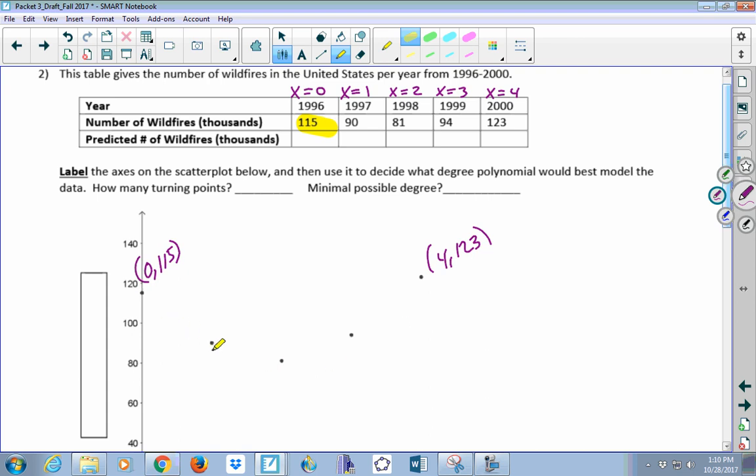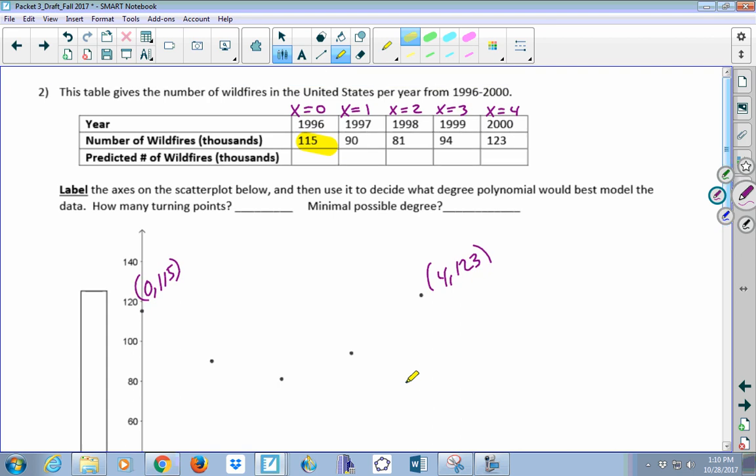Okay, how many turning points are there on this particular scatter plot? Well, I only see one. The number of wildfires are decreasing and then they're increasing. So I have one turning point. So what's the minimum possible degree we could use for a polynomial? Well, if you recall, n minus 1 equals the number of turning points with a polynomial graph. So since here n minus 1 is equal to 1, n equals 2. So we're going to use a quadratic regression to model this data.